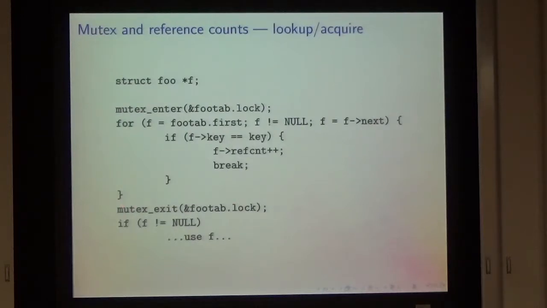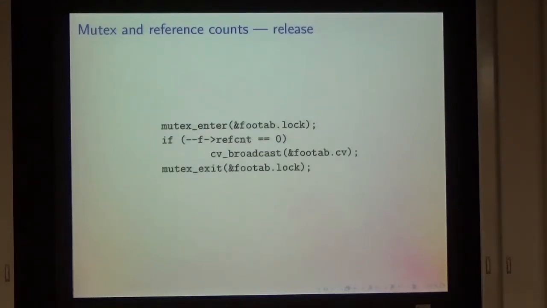Release the table lock, and now, if we found a foo, we can use it, and anybody else at the same time can also look up more foos and use those. So we enable some parallelism here, although the amount of parallelism we get will be limited for reasons to be shown in a moment. Then to release it, we acquire the lock again, decrement the reference count, and if it went down to zero, notify anybody who might have been interested to know that the reference count is zero.